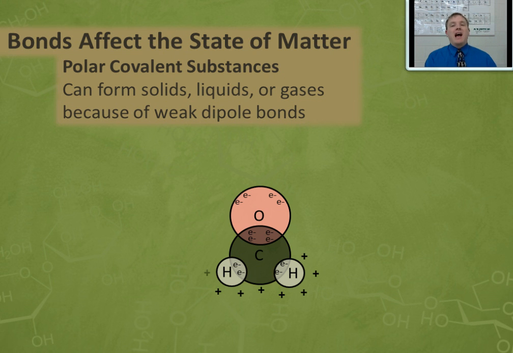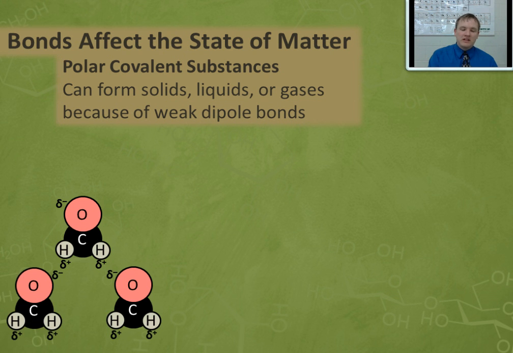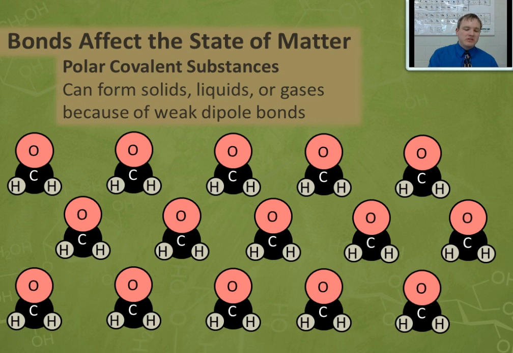So there's going to be positive places around the molecule and negative places around the molecule, and those sticky spots are going to attract other molecules' sticky spots. So here we have the positive and negative spots on a formaldehyde molecule attracting other positive and negative spots on other formaldehyde molecules, which is going to cause them to bond together slightly.